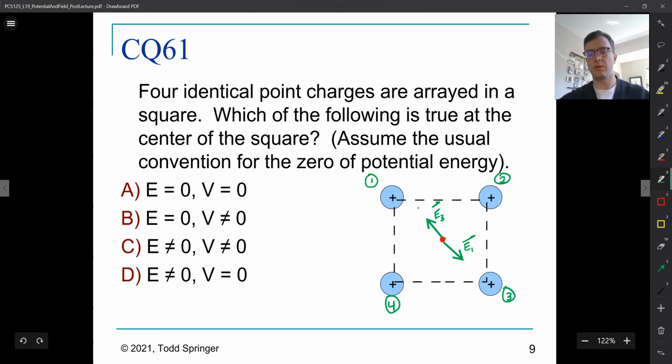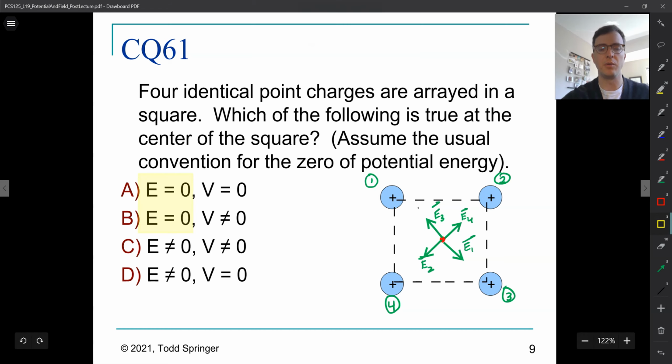And hopefully it's not too hard to see that those two, E1 and E3, have exactly the same magnitude but opposite directions, because the charges are identical and the same distance from each one, and so those two will cancel. And in the same way, I would have 2 fields like this from the other 2 charges. So this one would be E4, the electric field from charge 4, and this one would be the electric field from charge 2, and those would all cancel. So I've got electric field equals 0.